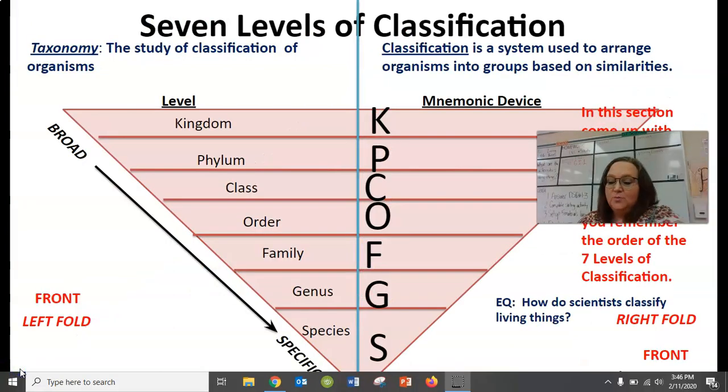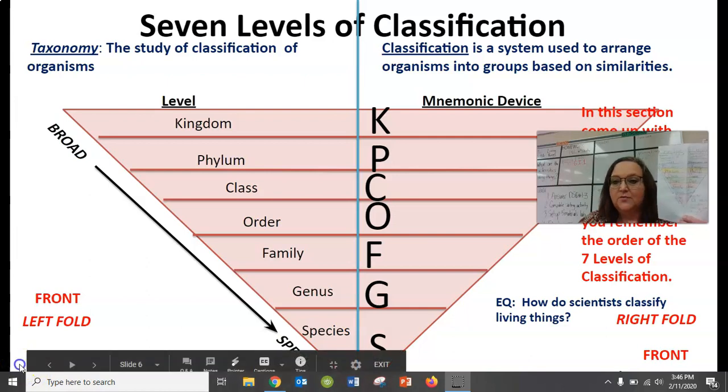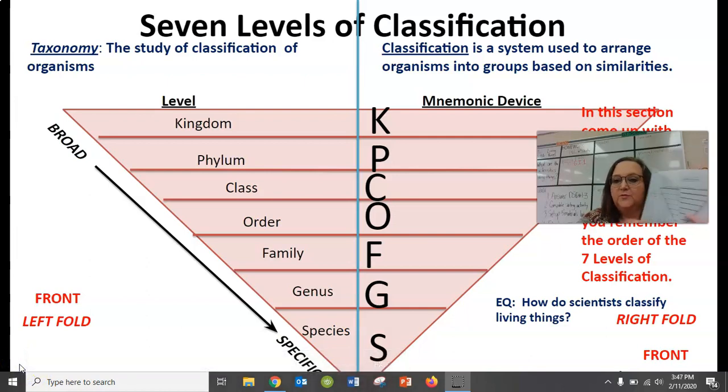All right, so now you should be finished with the front of your foldable. So your foldable should have your title, your definition for taxonomy and classification. You should have your arrow going from broad to specific. You should have your levels of classification. You should have your mnemonic device, and you should have your EQ. So that's the front. Okay, now that you're finished with the front, we're going to move to the inside of your foldable.